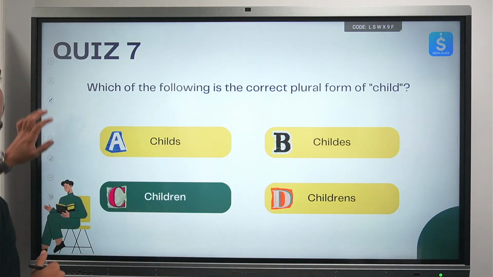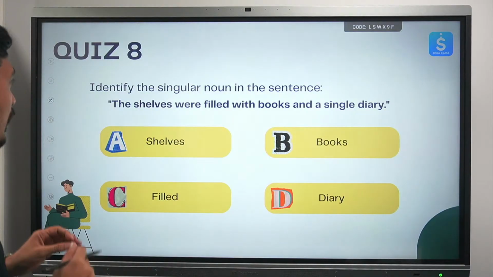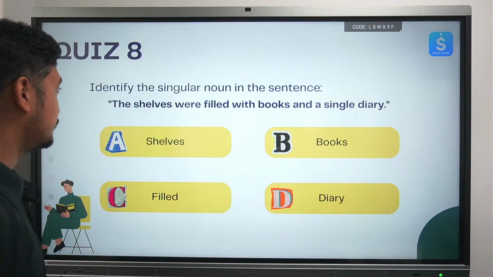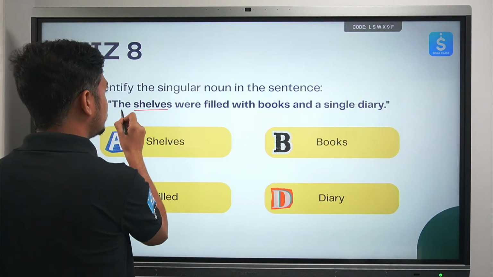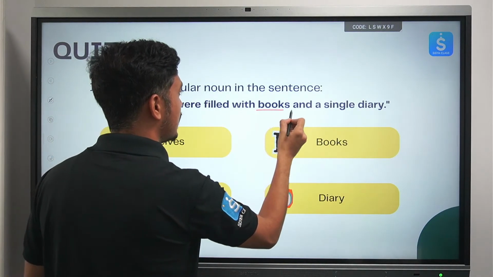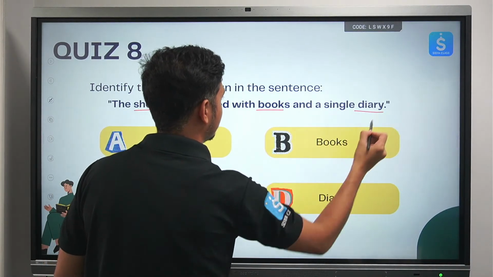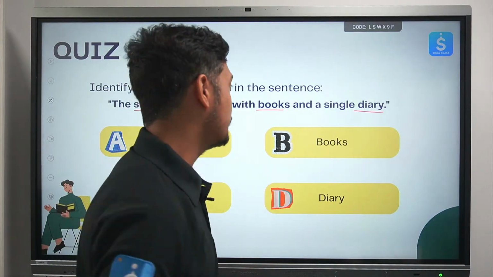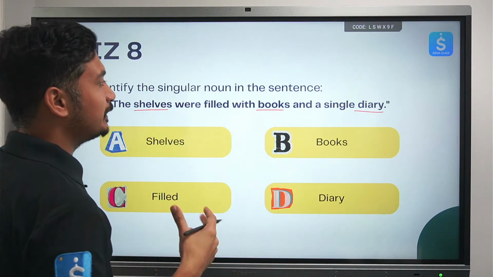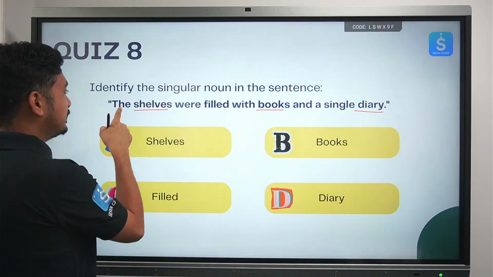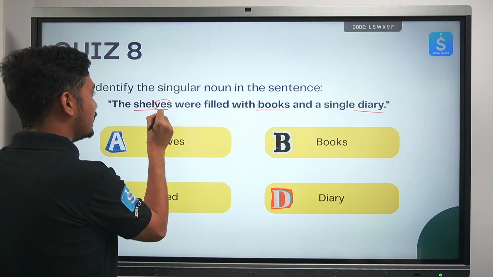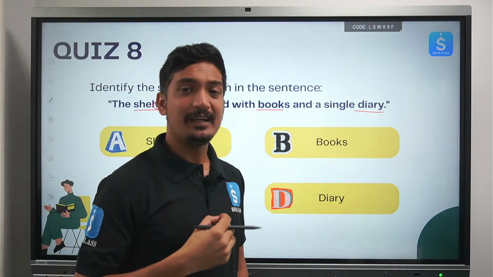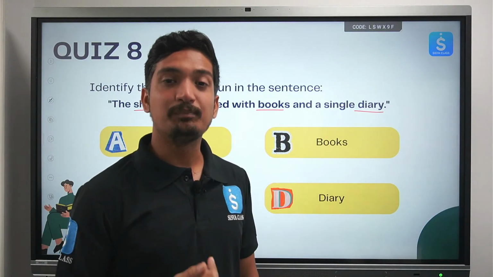Okay, moving ahead to the next. Now identify the singular noun in the sentences. Let's try to find out all the nouns first. We have shelves. The shelves were filled with books and a single diary. Okay, so we have identified a total of three nouns over here. Now let's try to understand which one is plural and which one is singular. Shelves. So shelves, this VES, which gives the Z sound, right? This itself is an indication that it's a plural form.